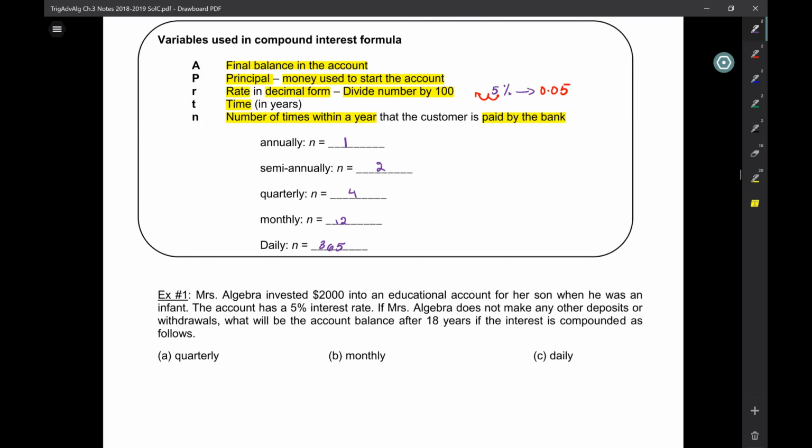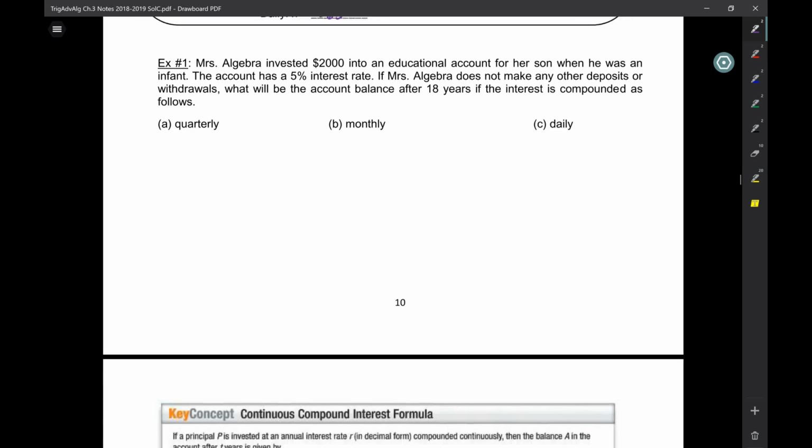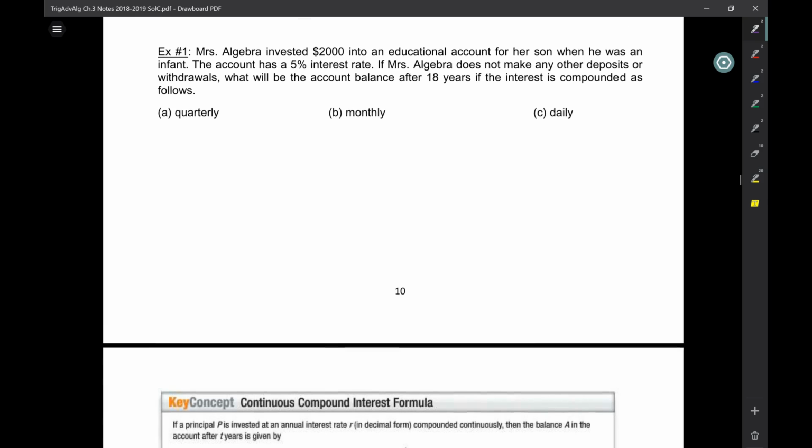All right, so take a look at this one. This lady, Mrs. Algebra, invested $2,000 into an educational account for her son when he was an infant. The account has a 5% interest rate. If Mrs. Algebra does not make any other deposits or withdrawals, what will be the account balance after 18 years if the interest is compounded as follows? So we have 3 situations here.